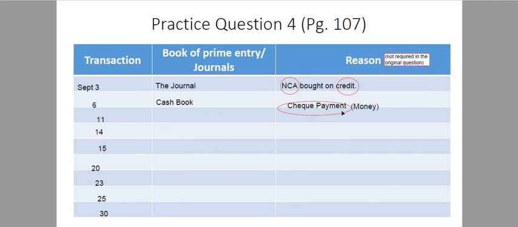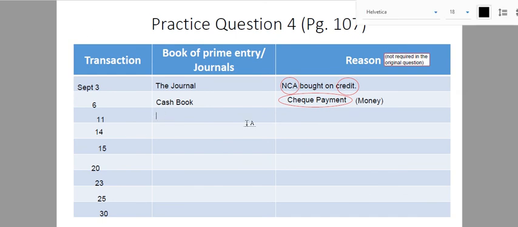So we'll move it up a bit so that the next row becomes available for 11th. Just bear with us for a while. Okay, the next one is on 11th, and it says entries were made to correct a mistake made by the bookkeeper. Now this is a simple one because whenever you make an error correction, you should know that it goes in the journal. So the journal, and the reason being correction of error.